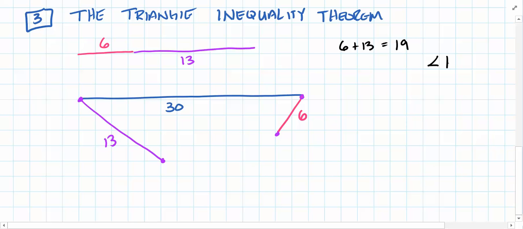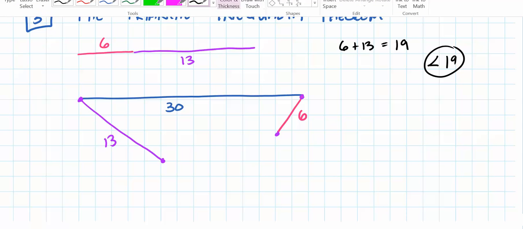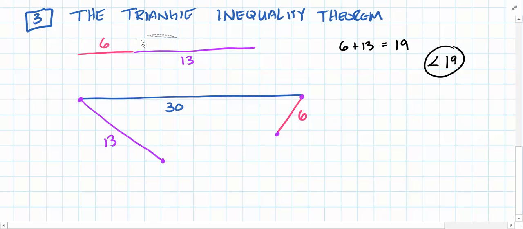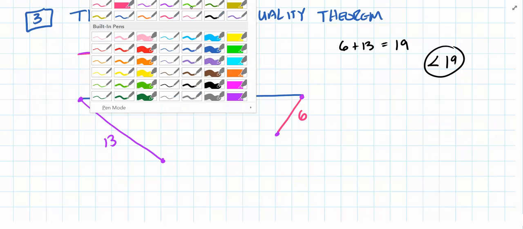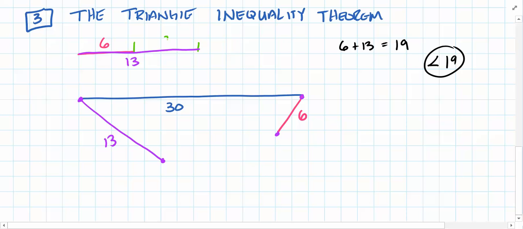Now let's take the other extreme case, okay? What if I took this segment here that was 13, and I line them up right on top of each other here. How much is left over? 7. How much is this new segment? It'd be 7, right? And that would be too small. So my third side needs to be between 7 and 19. This is what the triangle theorem is saying.